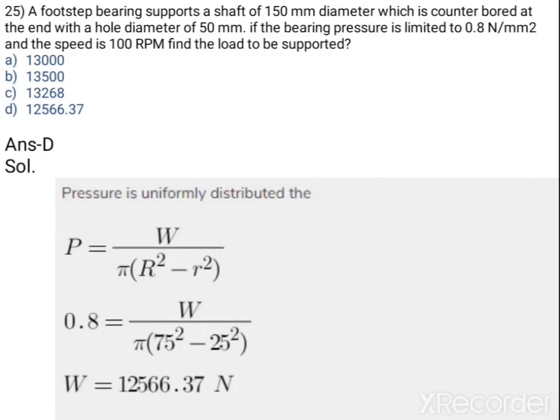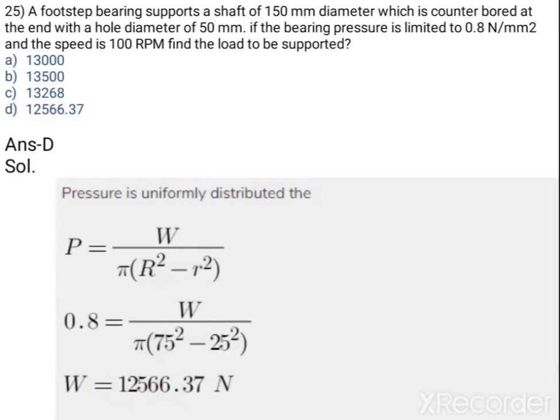Now, footstep bearing, the question is from the bearing, and we know that for the bearing, pressure is uniformly distributed. So for that we can say pressure is nothing but load per unit supporting area or contact area, and here load P is equal to pressure times the contact area, which is pi times R square minus r square. Both the diameters are given here, so you have to convert them into radius. The intensity of pressure is given as 0.8 Newton per mm square, so just put the values of the radii in mm, 75 square minus 25 square, you will directly get the answer as 12566.37, and that is nothing but option D.